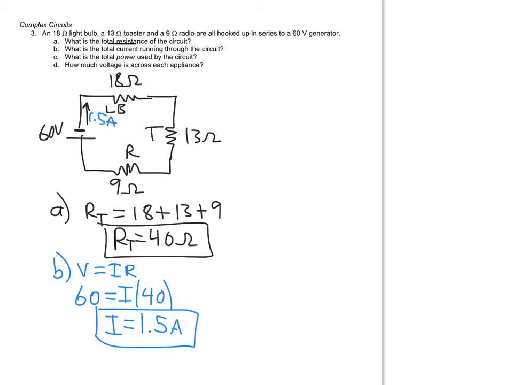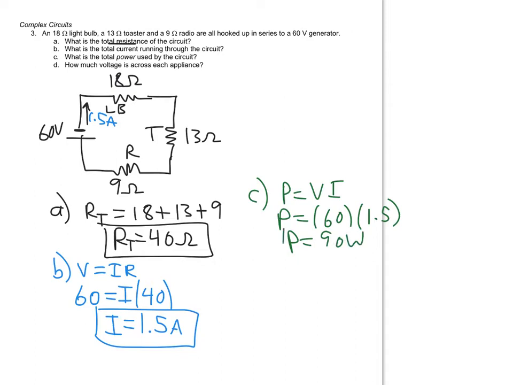The next question is how much total power is used by the circuit. And for that, I can just do my power equation. I know the overall voltage and the overall current, so my power would just be 60 times the current, which is 1.5. So overall, it's a power of 90 watts.